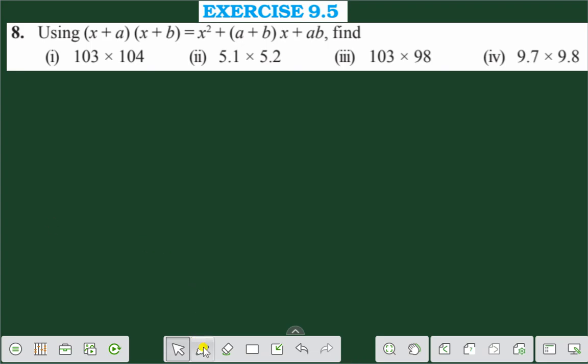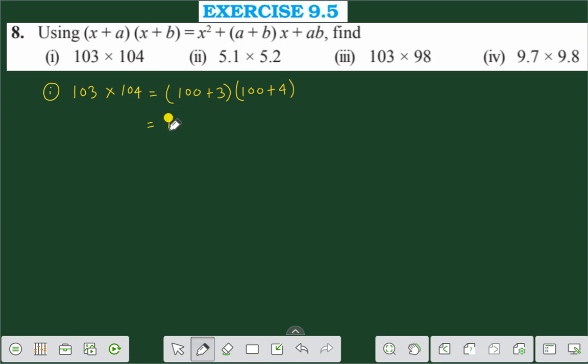First, question number 1. Question number 1 is 103 into 104. It can be written as (100 plus 3) into (100 plus 4). This gives the identity: (x plus a) into (x plus b) is x square plus (a plus b) into x plus ab. Let us take 100 as x.